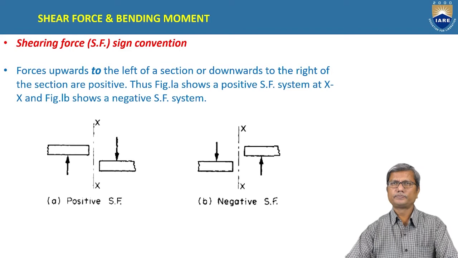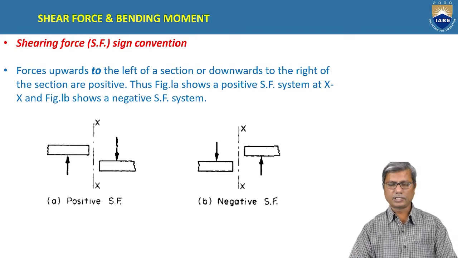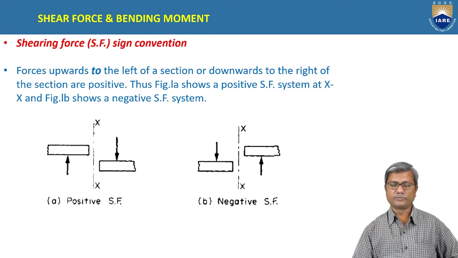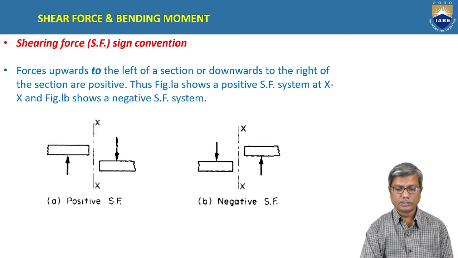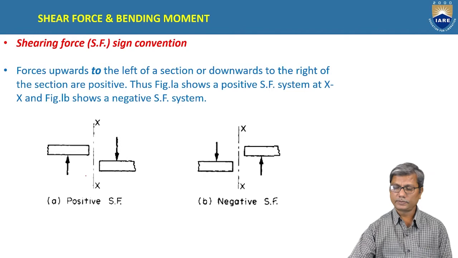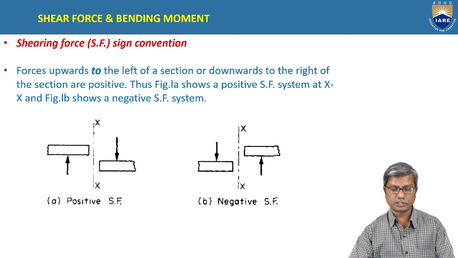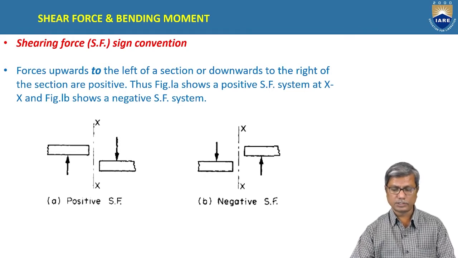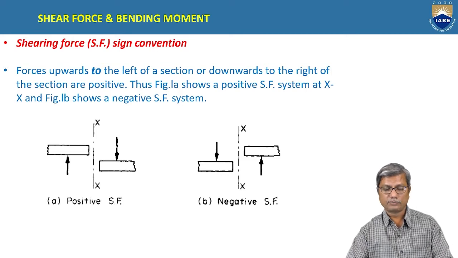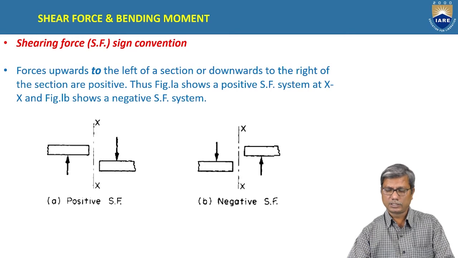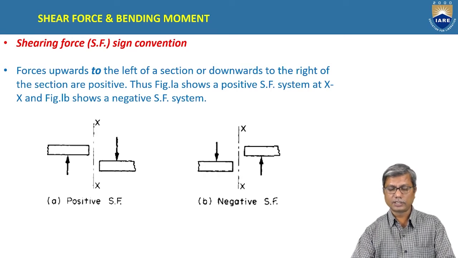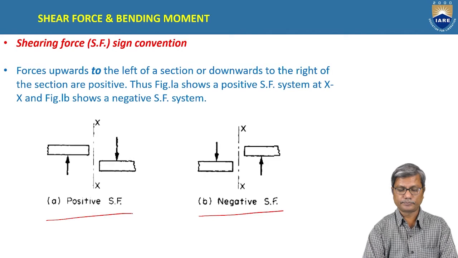uniformly varying load, and before that, the sign convention that we follow for shear force and bending moment is as shown in the figure. If the force is to the left upwards, it is taken positive, and to the right downwards it is taken positive, and vice versa. That means force to the left downwards and to the right upwards are taken with negative sign.